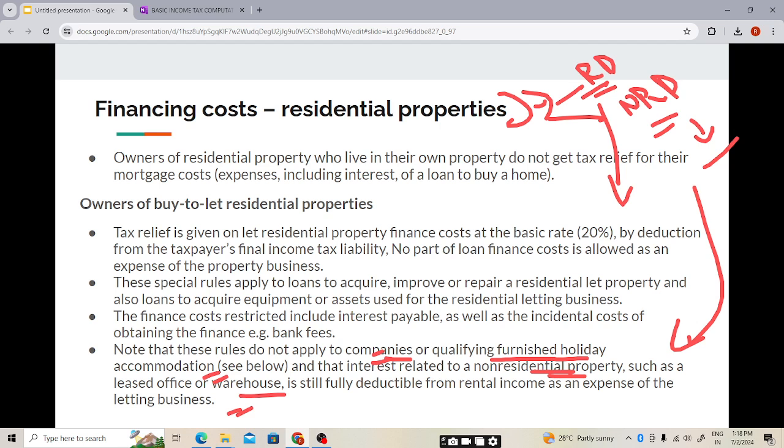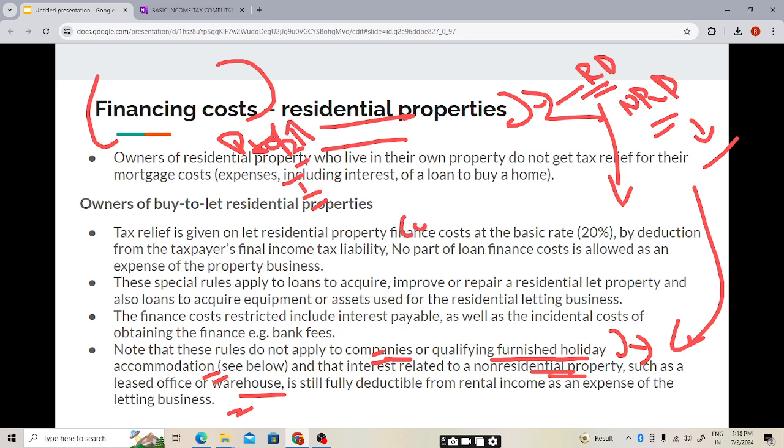When coming to qualifying furnished holiday letting, we'll be further studying what criteria need to be satisfied in order for a property to become a qualifying furnished holiday accommodation. So the finance cost special rule only applies to residential property and does not apply to companies, as the rule is for individuals. So for individuals this finance cost rule will apply. For companies it will not apply. For furnished holiday lettings, FHL, and for non-residential property it will also not apply.